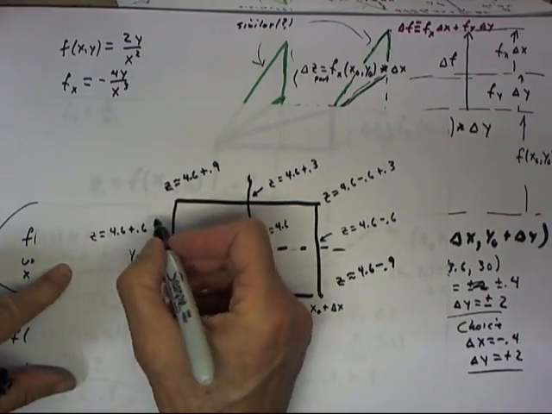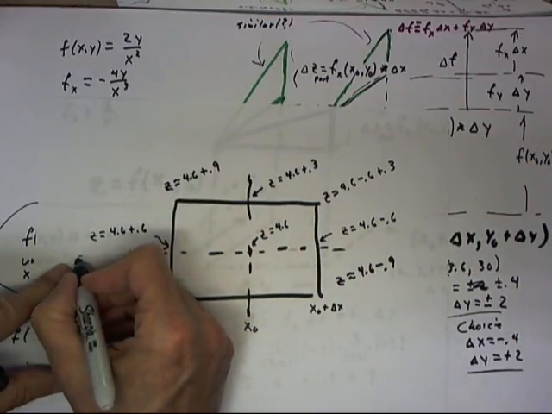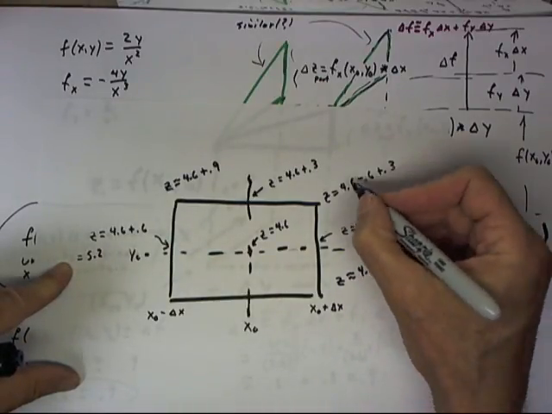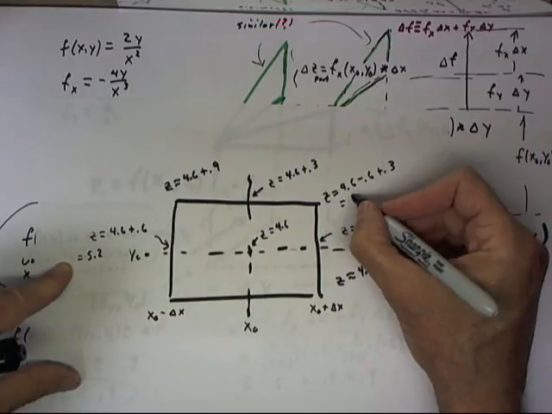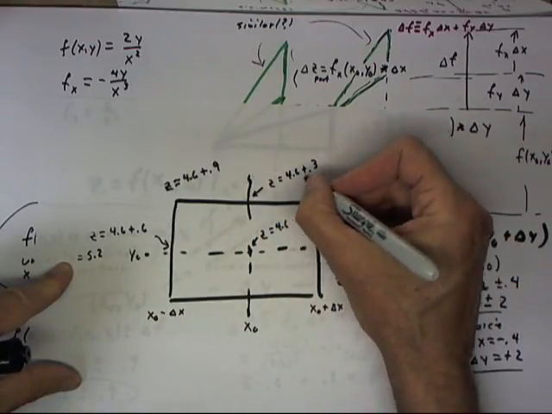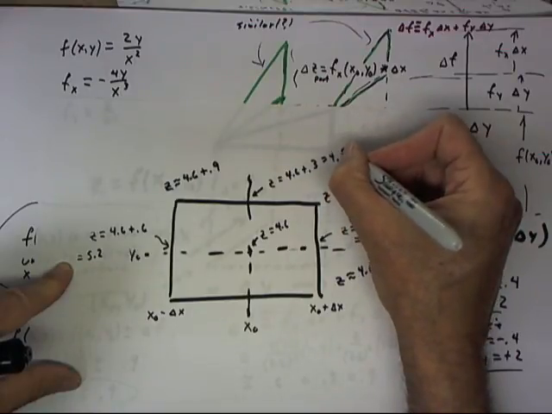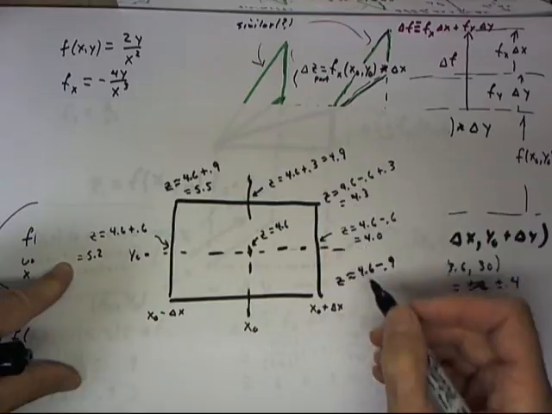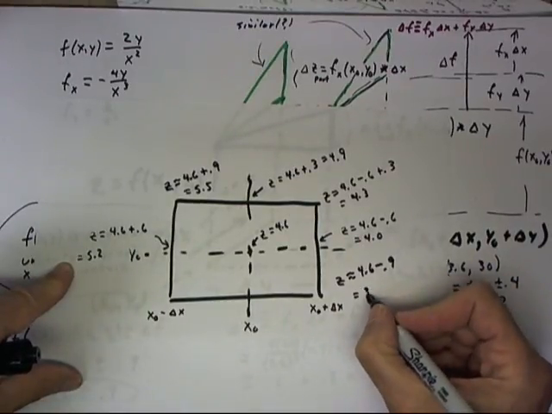If we want to be numerical about it, we could actually calculate these values. This would be 5.2, this would be 4.0, this would be 4.3, this would be 4.9, this would be 5.5, and this would be 3.7.